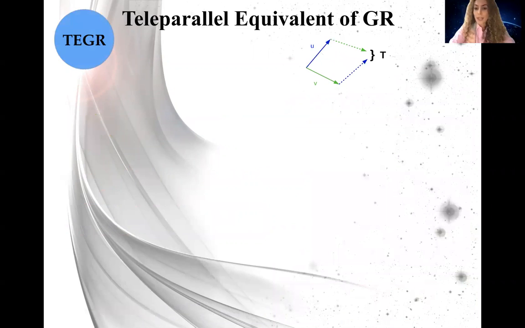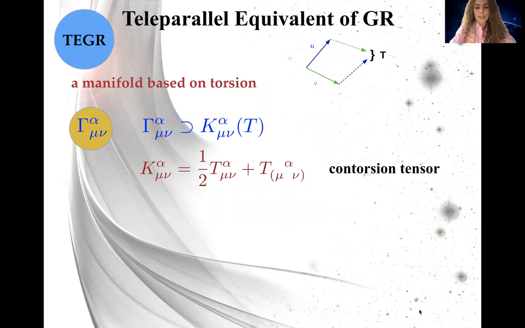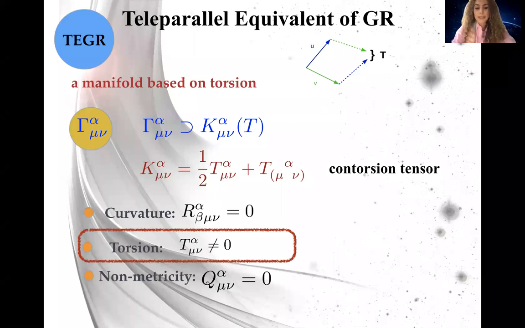Let me move on to the teleparallel equivalent of GR. In this formulation, you have a manifold based on torsion. Now, the fundamental object is the connection, not the metric anymore. And the connection has this important piece, which is the contortion tensor, given in terms of the torsion tensor here, like this. Now you live in a space-time which is completely flat, curvature is zero, and non-metricity is zero, and only the torsion is non-zero.